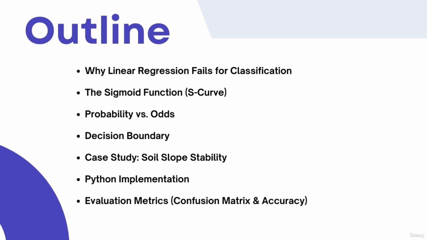Here is our agenda for this session. We will start by explaining the problem with linear regression when applied to categories. We will introduce the solution, logistic regression. We will look at the math behind the famous S-curve. We will compare linear versus logistic regression side by side. Then we apply this to a real engineering case study, slope stability. We will cover the critical steps of pre-processing and data split, followed by the Python implementation. Finally, we will evaluate our success using the confusion matrix.